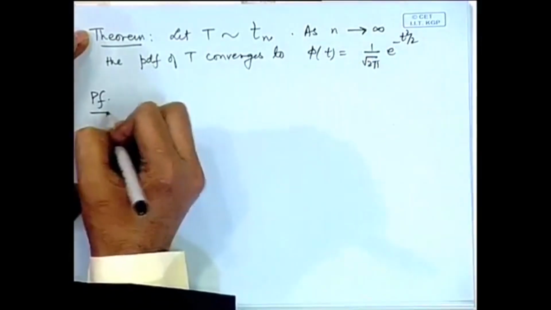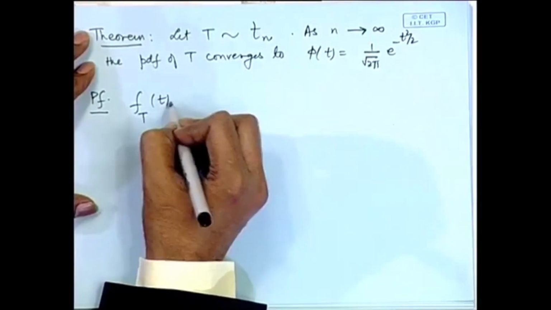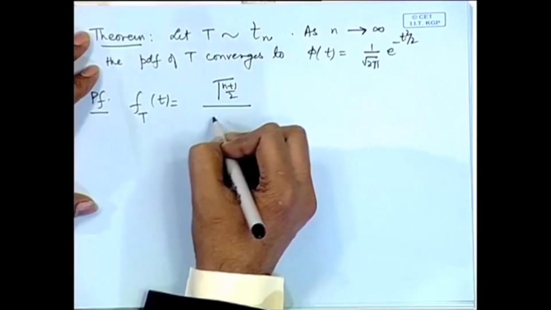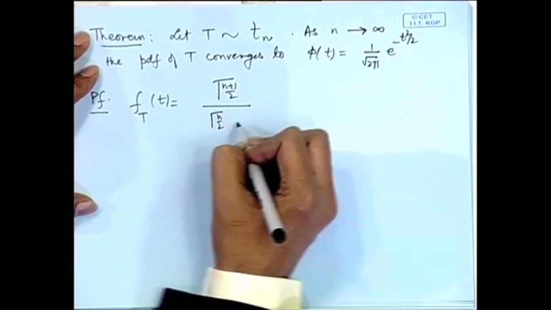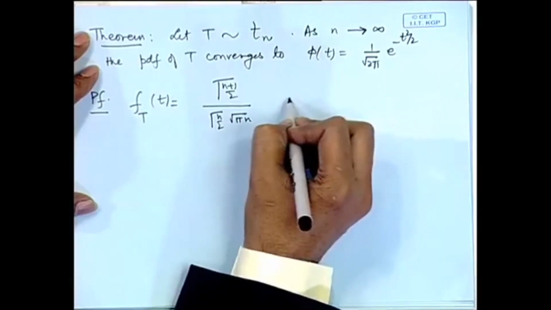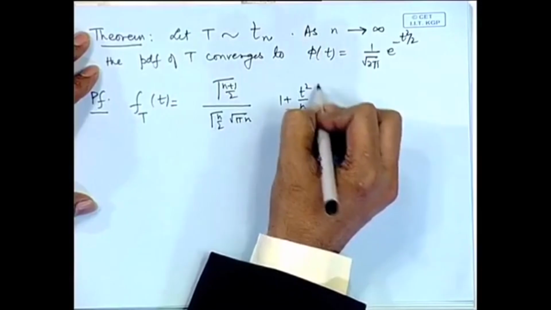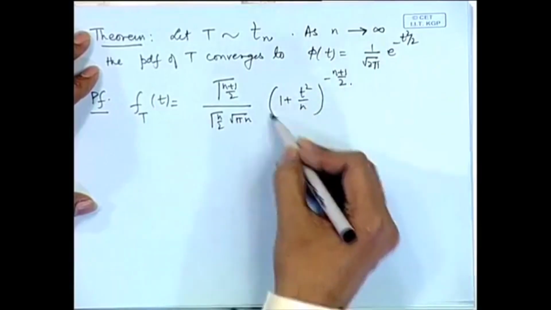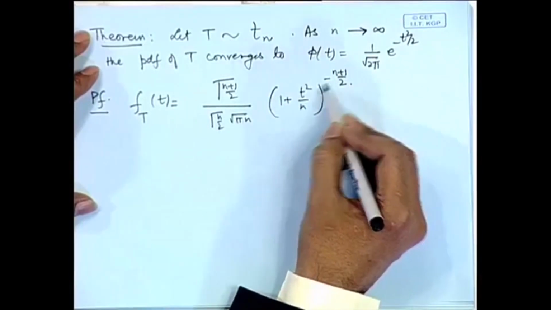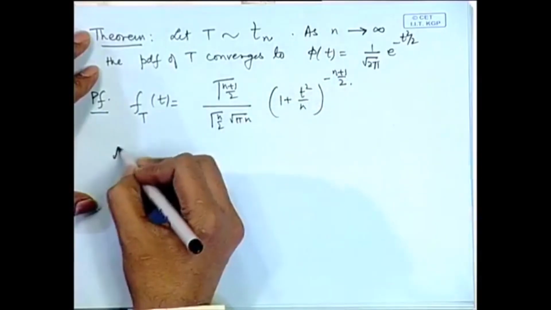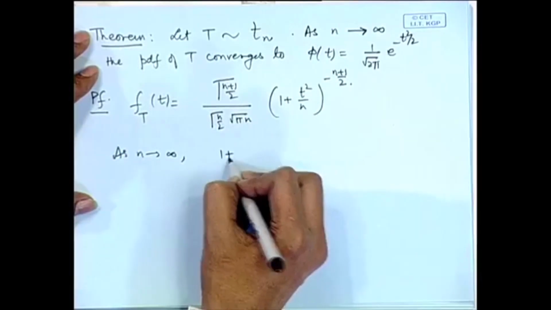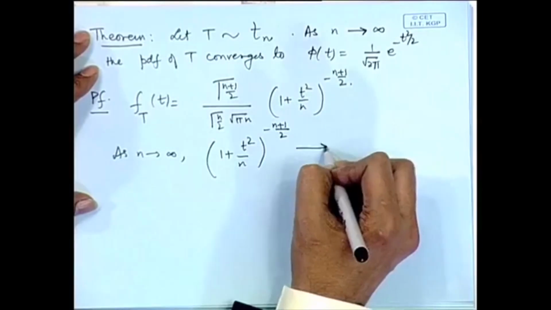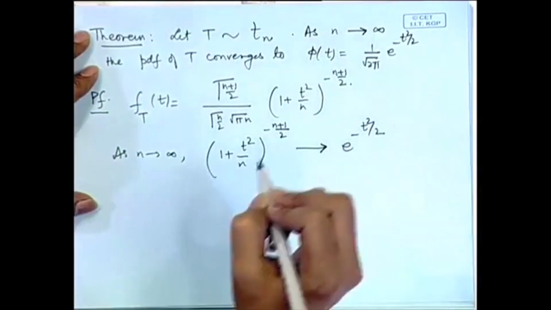To prove this, let us write down the density function of T as derived, that is Gamma((n+1)/2) divided by Gamma(n/2) root(pi n), and (1 + t^2/n) to the power minus (n+1)/2. Now, you observe that as n tends to infinity, this term converges to e to the power minus t^2/2. So, (1 + t^2/n) to the power minus (n+1)/2 converges to e to the power minus t^2/2.